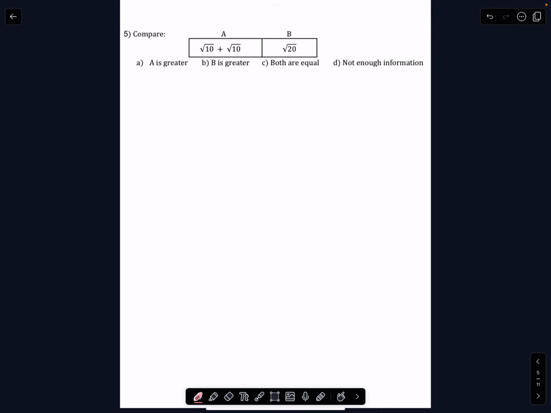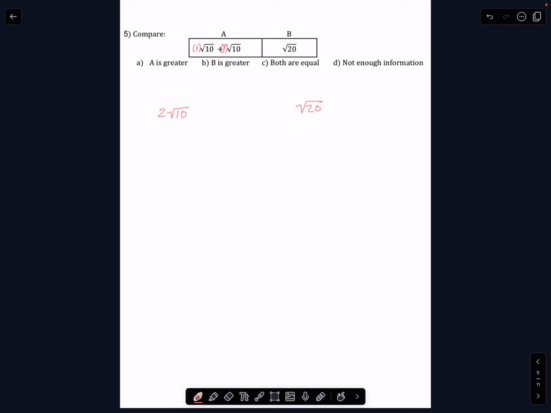For number 5, there's two ways of solving this question, right? I'm going to show you both ways. Now, when you add roots, it's the same as adding variables, where you have a coefficient in front. So this is the same way as saying 2 square roots of 10, right? And the square root of 20, we're going to have to break this down and simplify it.